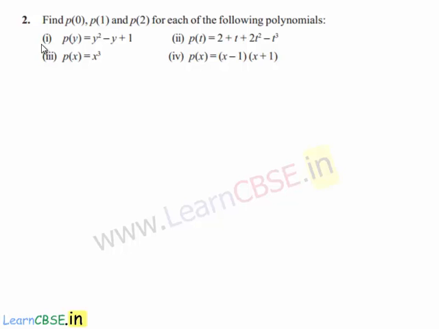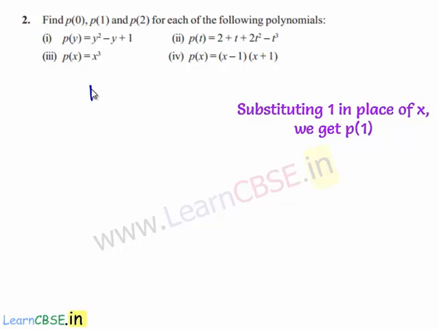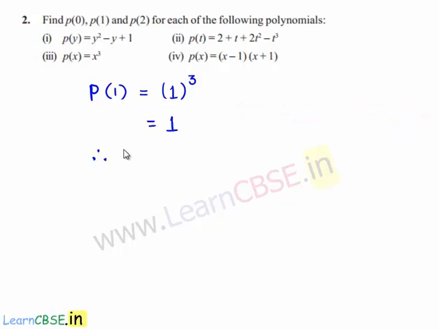So let us find P of 1, which is equal to 1 cube. So 1 cube is 1. Therefore, P of 1 is equal to 1.